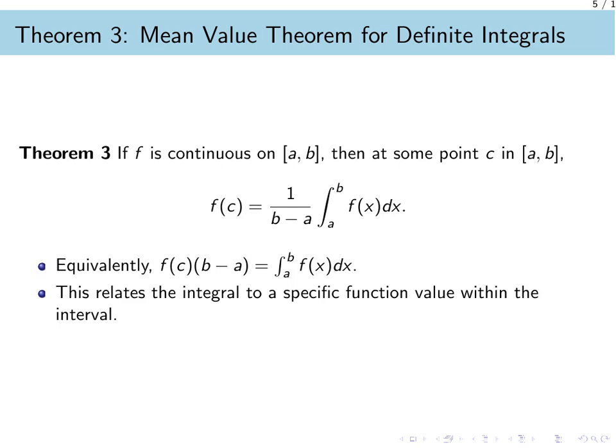The theorem states that if f is continuous on the closed interval from a to b, then there exists a number c between a and b, such that f of c equals 1 over b minus a times the integral of f of x. We can rearrange this equation to say that the value of the function at c times the width of the interval equals the total integral. This confirms that the area under the curve is equal to the area of a rectangle with height f of c and width b minus a. The key takeaway is that a continuous function always actually hits its average height at some specific point.